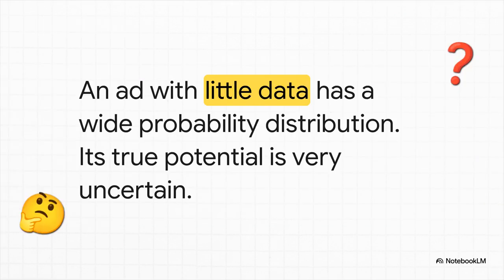But, we can be even smarter. Let's look at a more advanced strategy called Thompson sampling. It all starts with a very simple truth. An ad that you've only shown a handful of times has a really uncertain potential. I mean, its true conversion rate could be amazing, or it could be terrible. You just don't know yet.